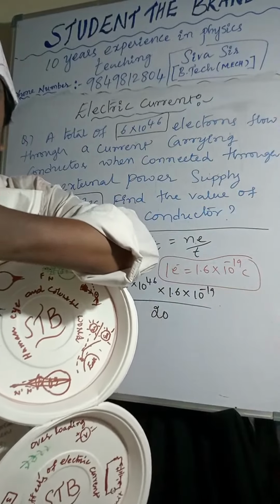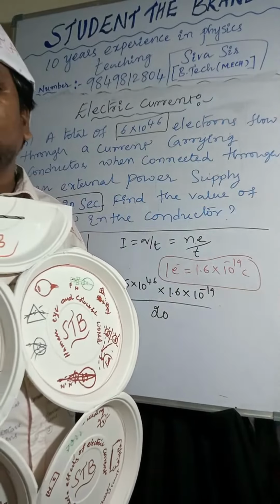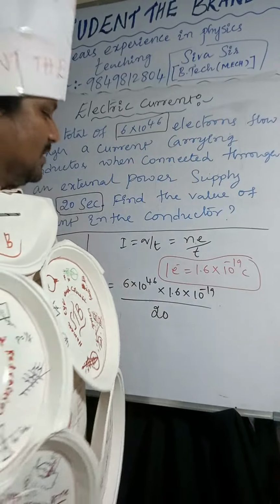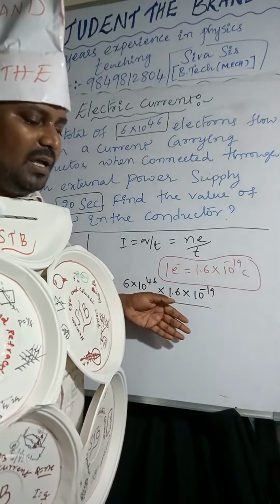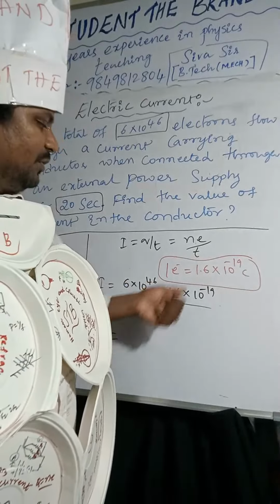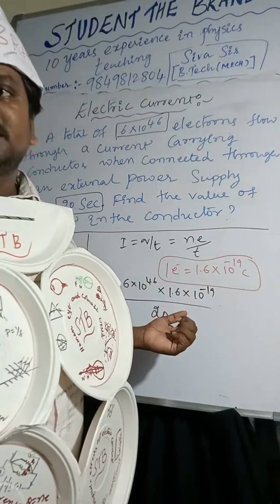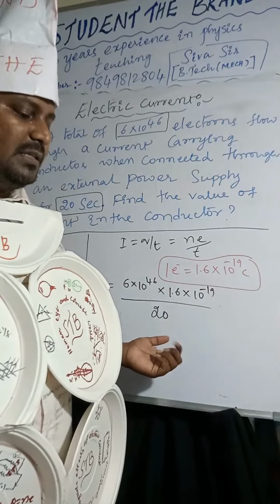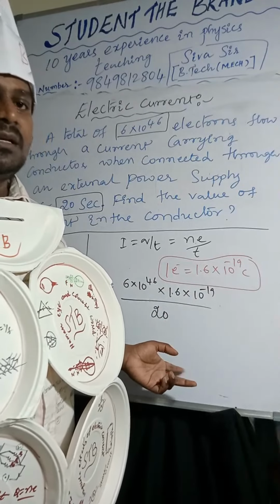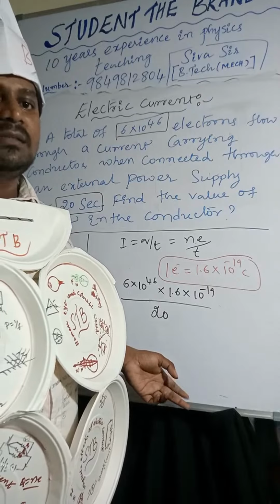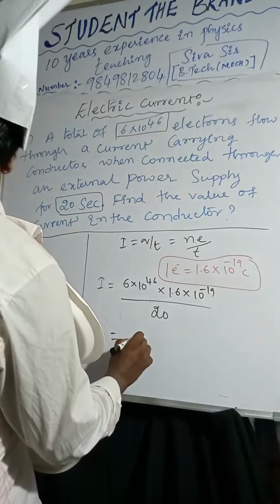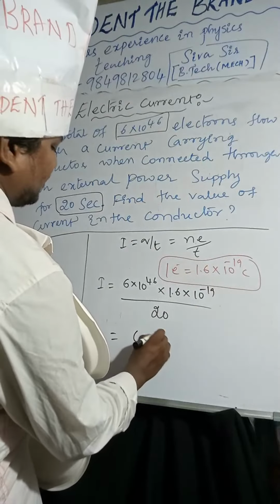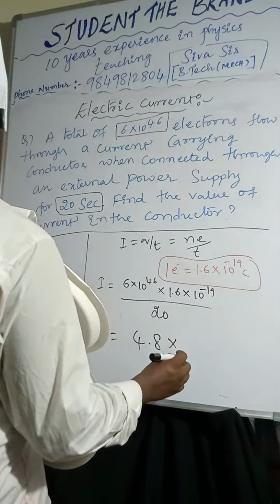Understood? I hope it is clear to you all. I equals 6 into 10 power 46 into 1.6 into 10 power minus 19, divided by 20. If you solve it, how much will you get? Can anybody say the answer? Let's check once, remaining students, whether you are getting this value or not.